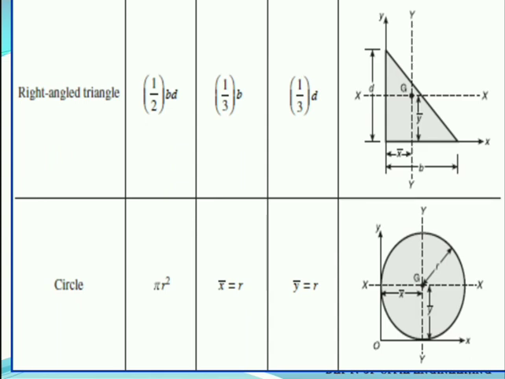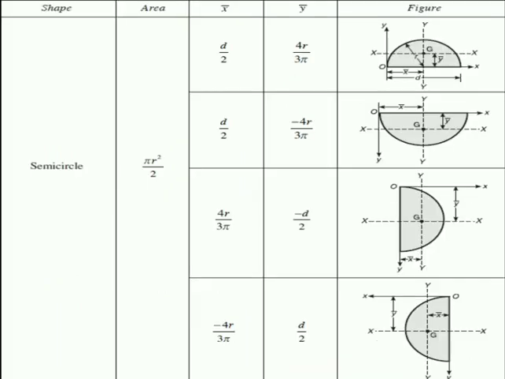Next comes the circle. The circle is a symmetrical figure about both the horizontal as well as vertical axis. The area of the circle is pi r square, and its x bar will be equal to r and y bar also will be equal to r from the axis as shown in the figure. R can also be taken as half of the diameter, because the center of the circle itself is the centroid of the circle. Now next comes your semicircle.